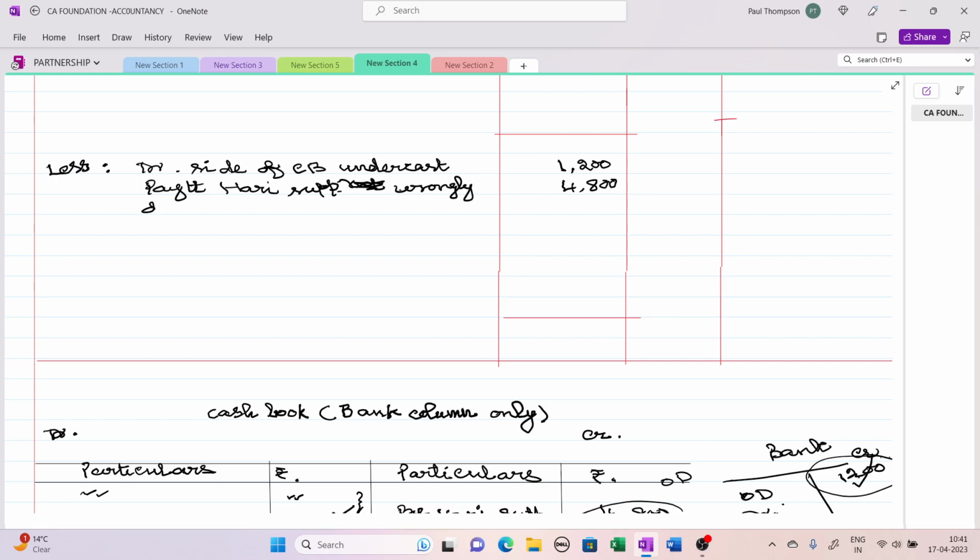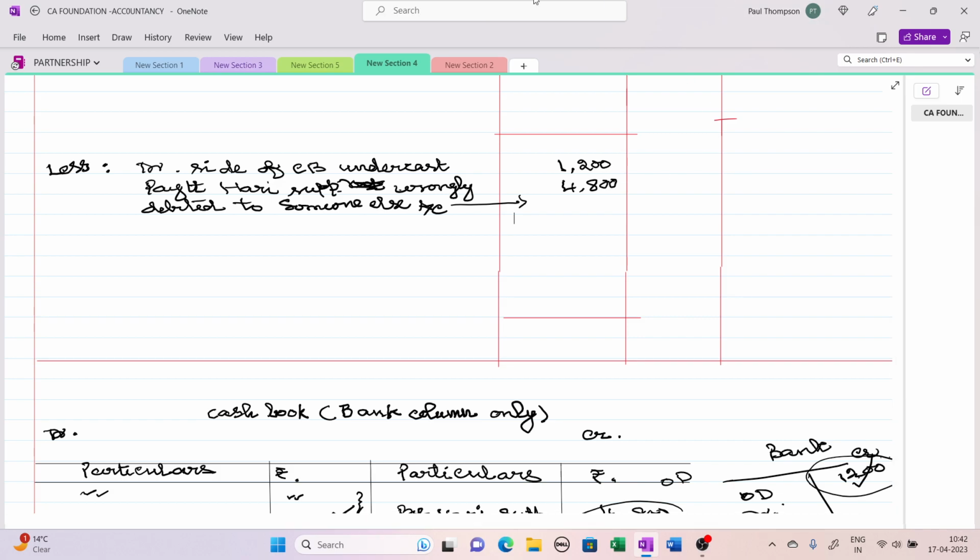Wrongly debited to someone else's account, because we are going to passbook balance from cash book. So whatever happened in the passbook, we should just follow that.